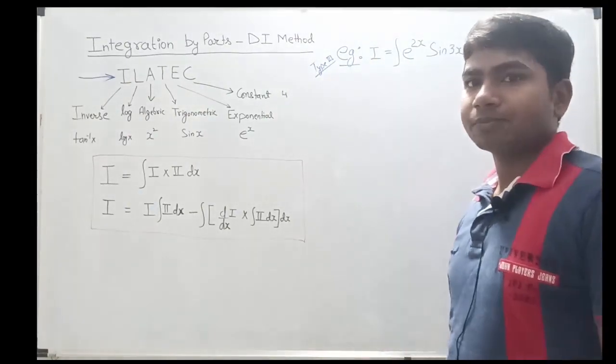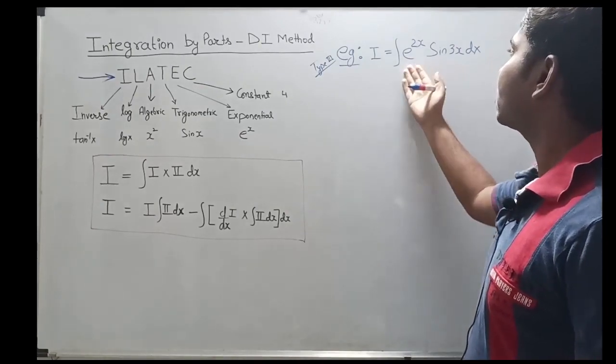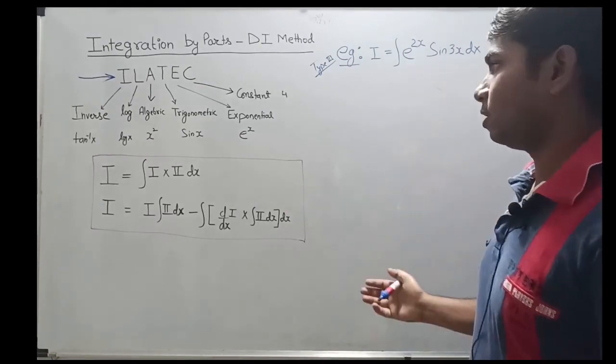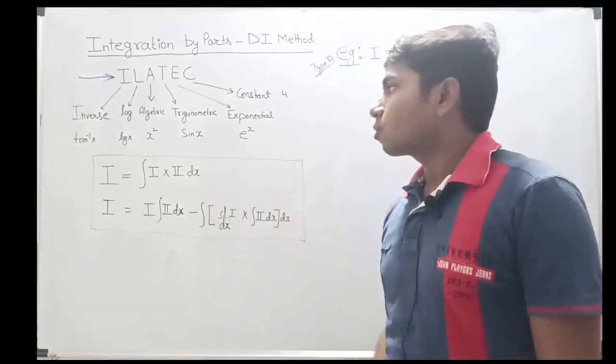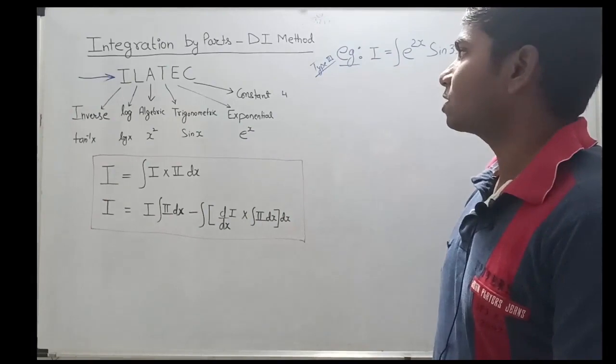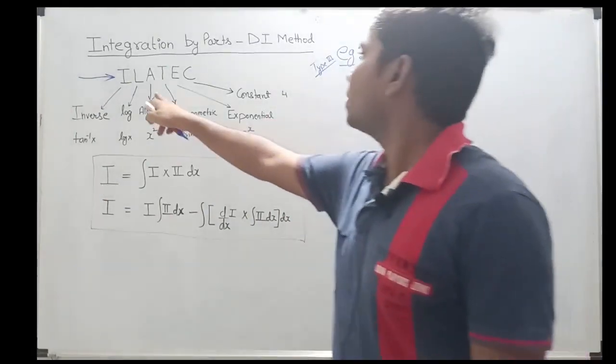In this problem, you can see we have two functions multiplied, e raised to power 2x and sin 3x. So this is the same form of integration by parts. So we have to decide which function is first or which function is second. In this case, you can see trigonometry and then exponential.